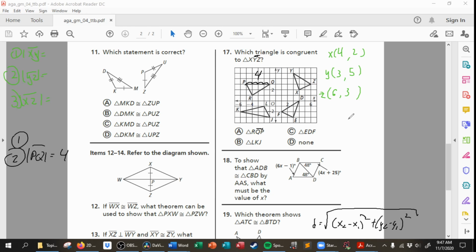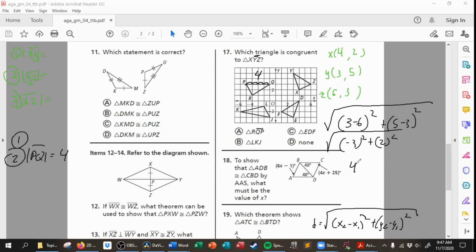So it's going to be the square root of 3 minus 6 squared plus 5 minus 3 squared. This is going to give me negative 3 squared plus 2 squared, which is just, oops, 4 goes on that side. Sorry. 9 plus 4. It's the square root of 13. The square root of 13 does not equal 4, so I can eliminate RQP.